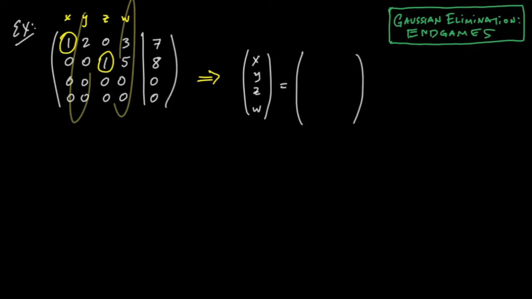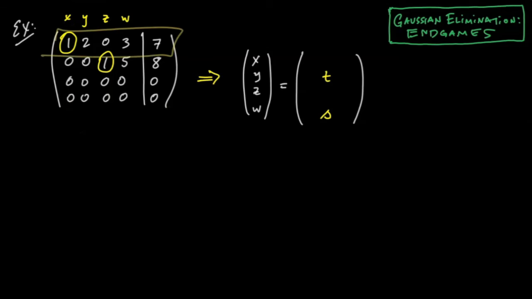Well, y and w are going to be free variables. So let's assign them parameters. I'll call them t and s. And they can take on any values we like. But once they have values assigned to them, then x and z will be completely determined. And we can see how by looking at this augmented matrix.